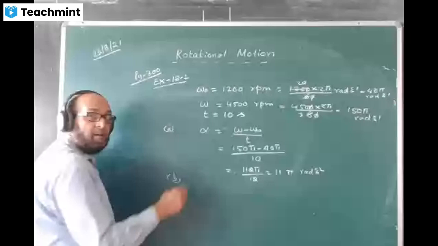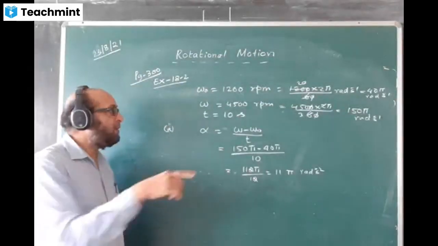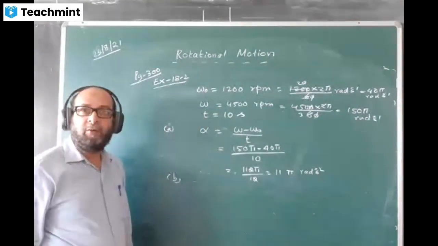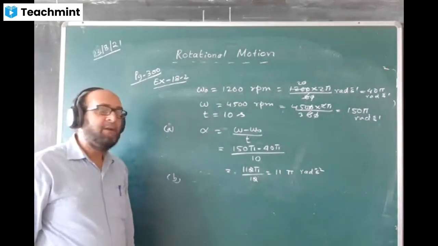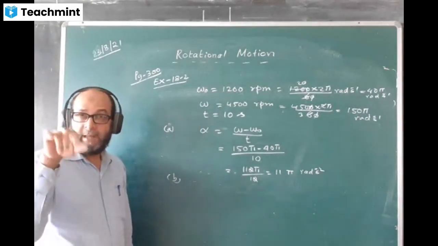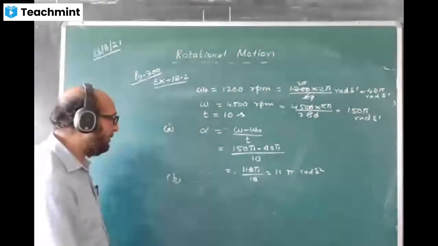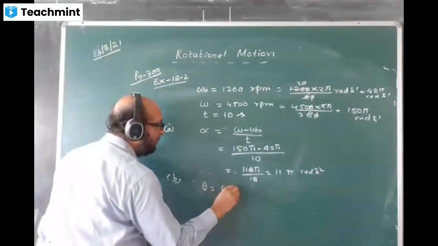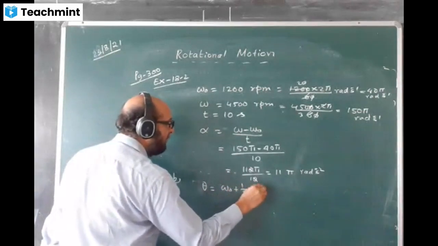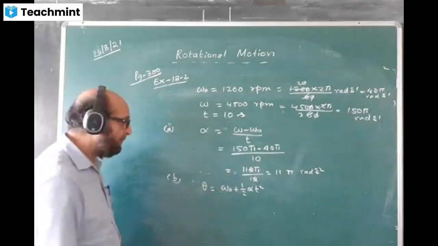Now, we have to find the number of revolutions made during this time. This will take place over a period of 10 seconds. How to find the number of revolutions? We must find the value of theta, the angular displacement, and then the number of revolutions formula will be theta divided by 2 pi. Which formula should I use? Theta is equal to omega naught t plus half alpha t square, that is, S is equal to ut plus half a t square, the formula I am using.